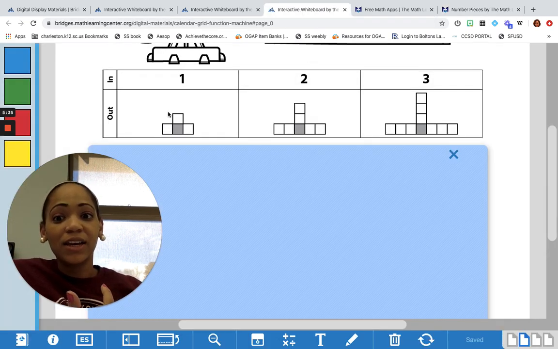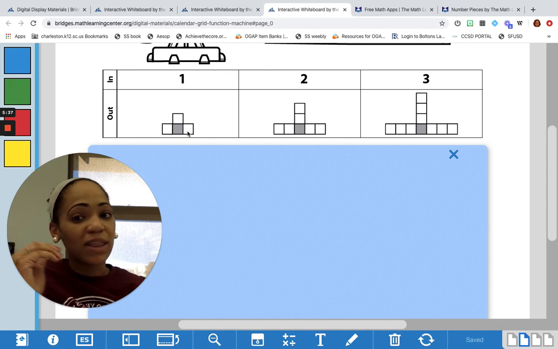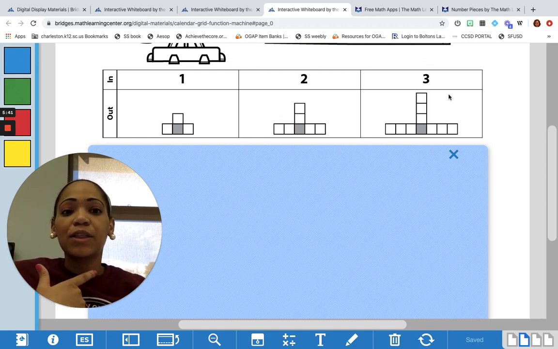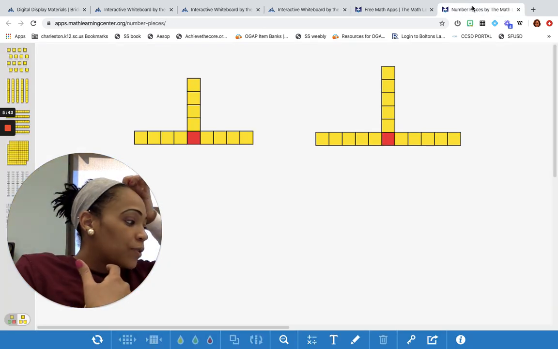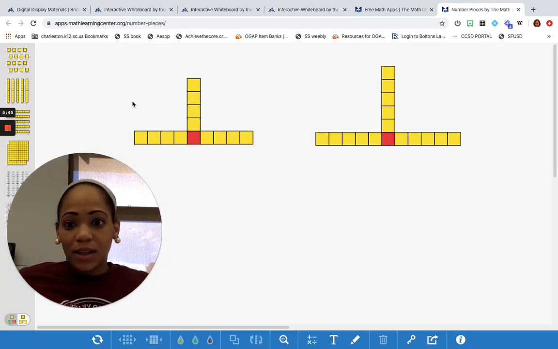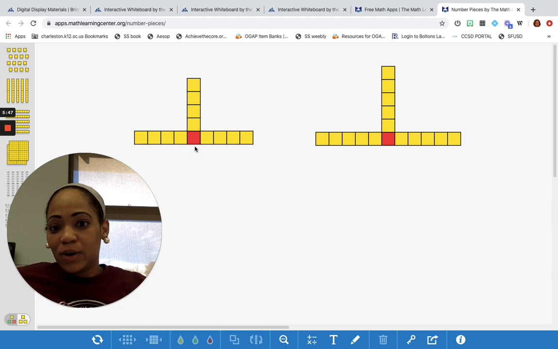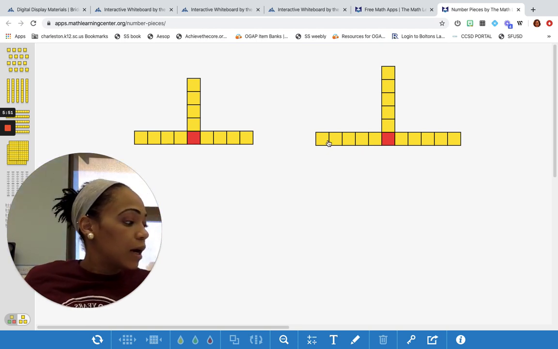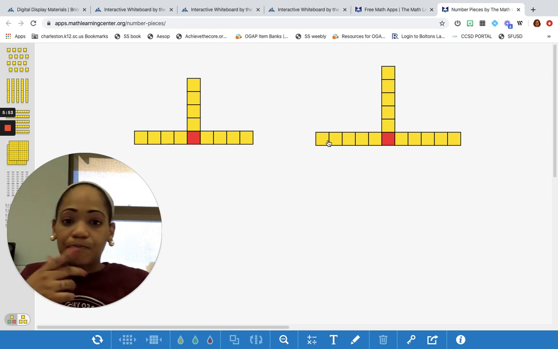So on the first day, we have 1 coming out of each arm, and that one always stays in the middle. Second day, 2 coming out each arm. Third day, 3 coming out each arm. So on the 4th day, look, 4 coming out each arm with that 1 in the middle. And on the 5th day, 5 are coming out each arm, and 1 is in the middle.